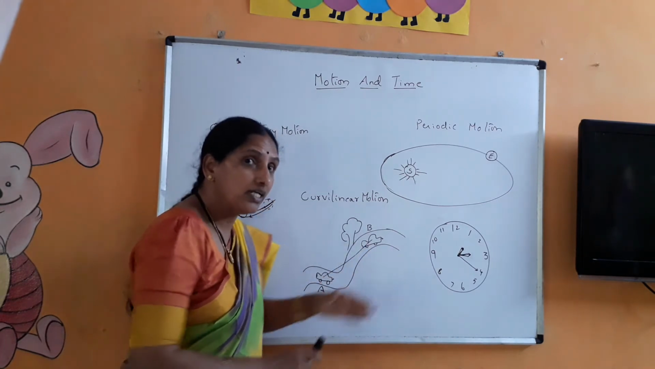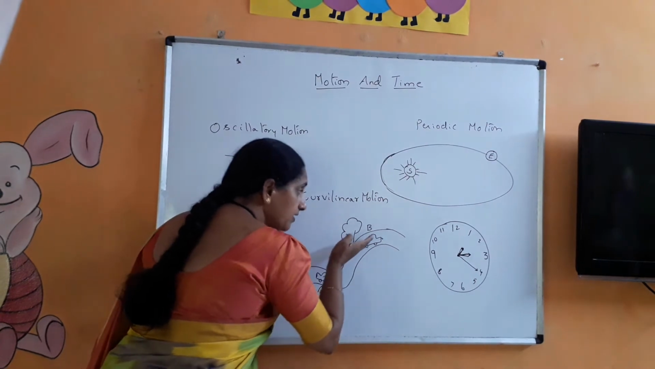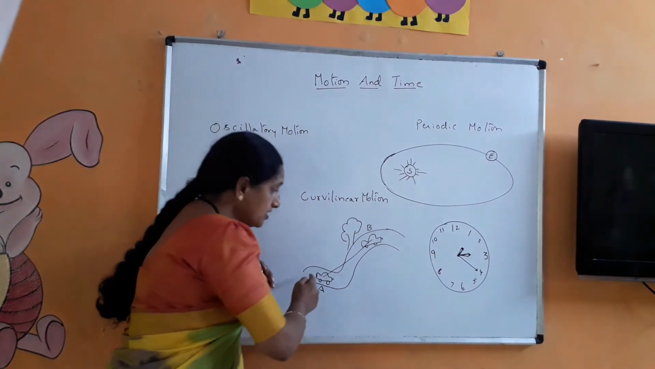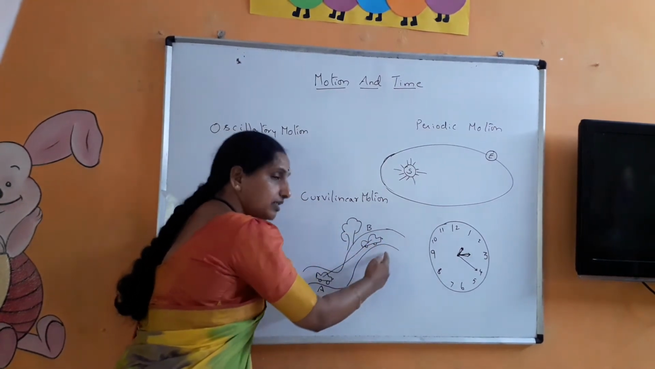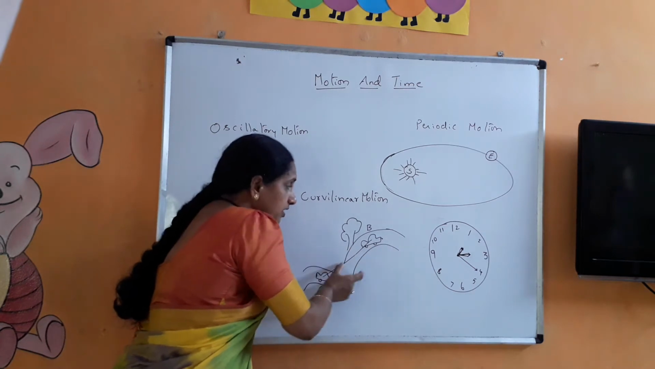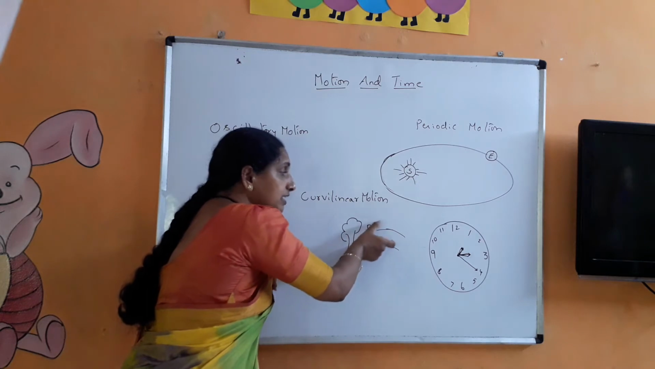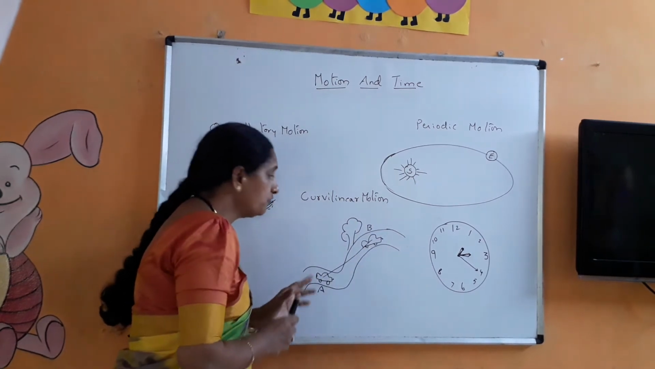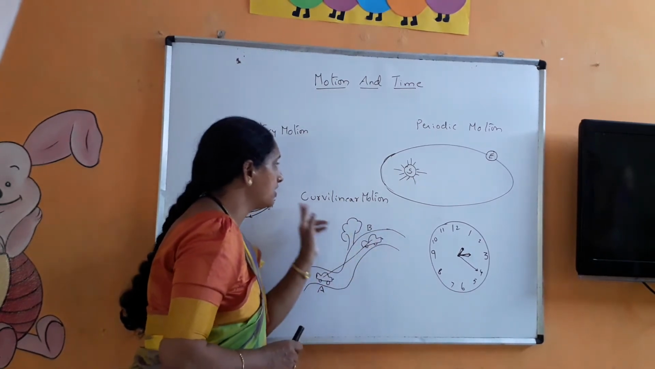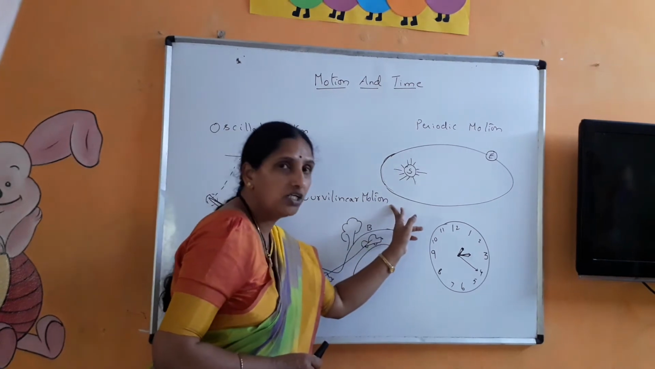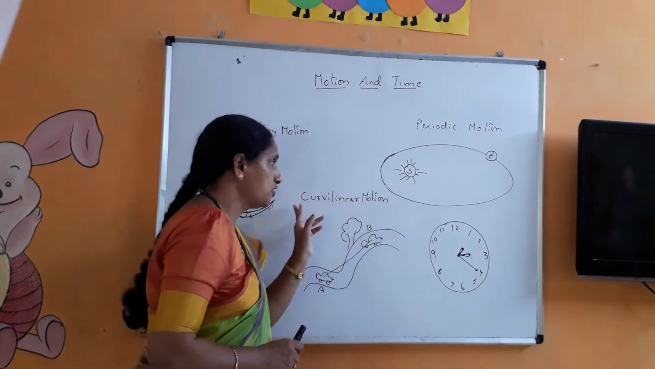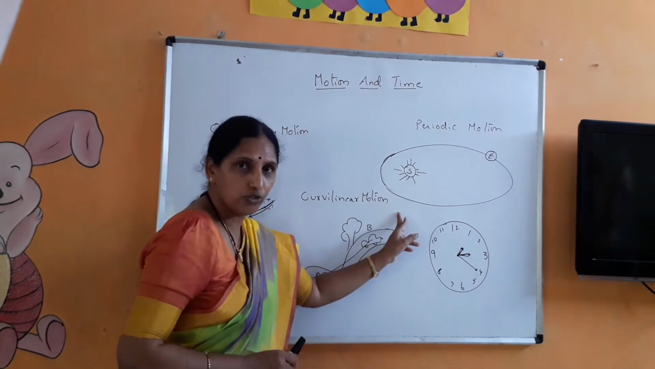That means there is a change in position, so he is in translatory motion. But is he traveling in a straight line? No. He is taking up a curved path. That means the car is moving in a curved path. The driver of the car is taking the car along the curve. So we call that kind of motion curvilinear motion.